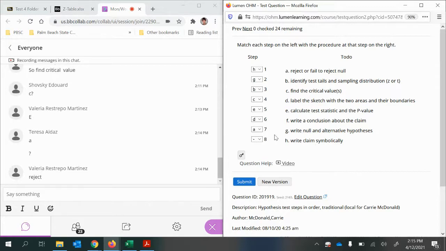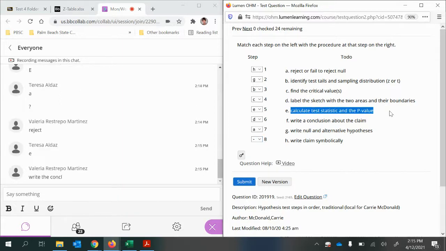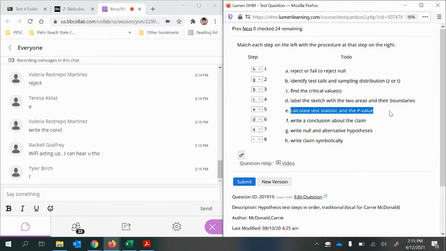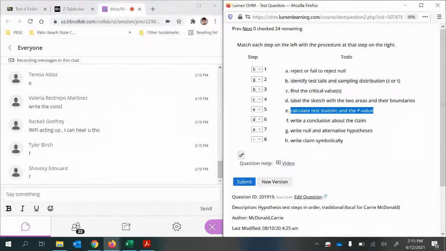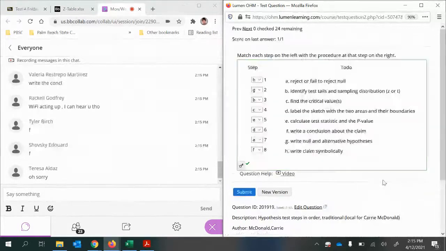Is it too obvious? E, so, okay, we already used E. E was to calculate the test statistic and the p-value. We had to do that in order to label the sketch. So yes, writing the conclusion. All right, yes. So F, write the conclusion. Okay, so let's hope everything gets marked correctly there. Okay, very good. That is a very important thing to realize, the proper order of everything to do.